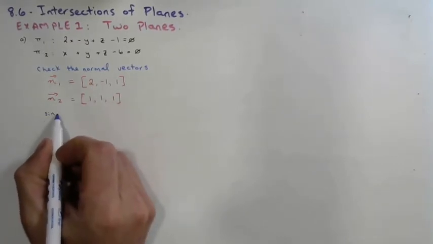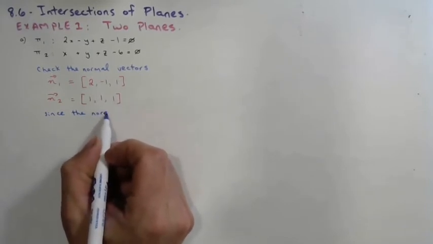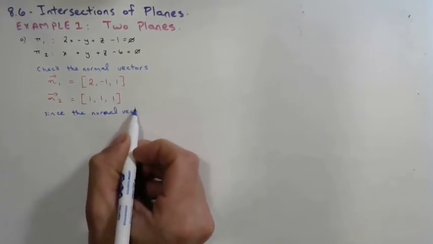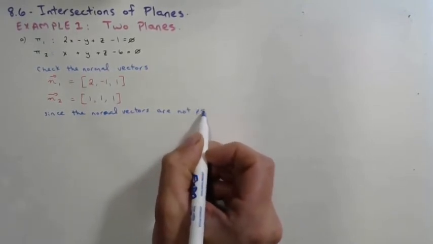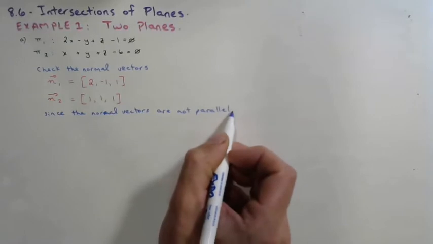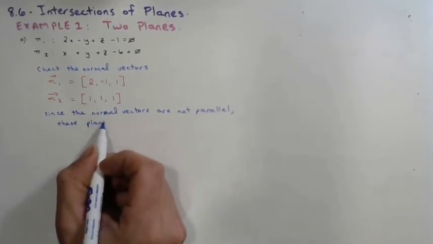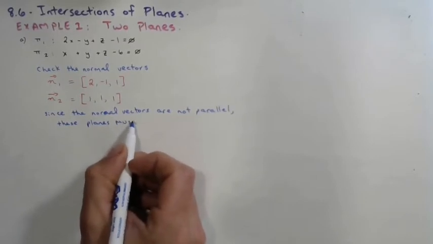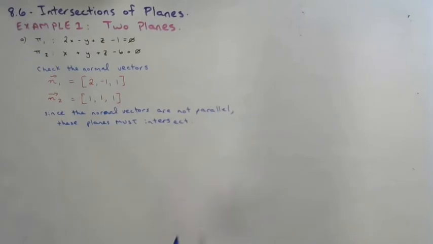Since the normal vectors are not parallel, these planes must intersect somewhere, some way. They're going to intersect. Now, we know that the intersection is going to form a line.